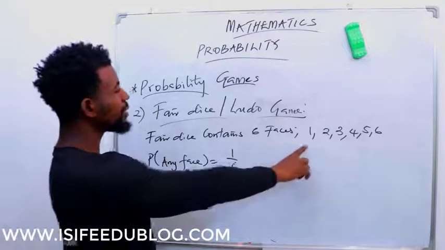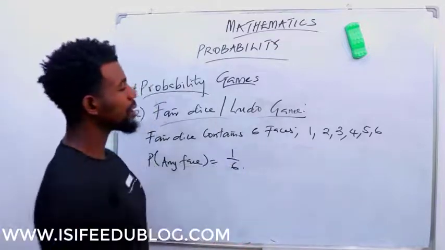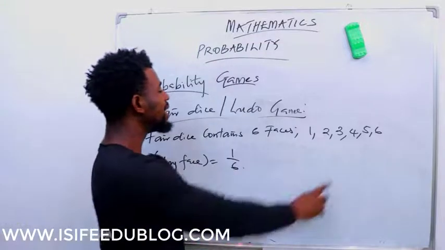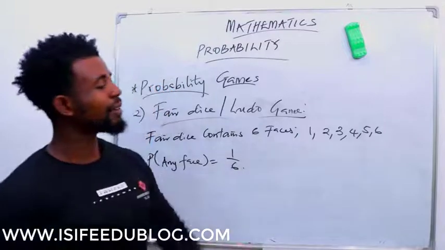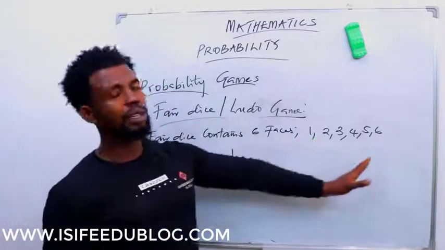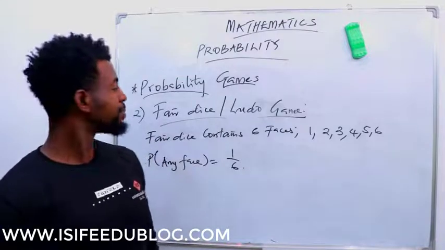So the probability of having a 1 is 1 all over 6. Probability of having a 2 is 1 all over 6. Probability of having a 3 is 1 all over 6. Probability of having a 4 is 1 over 6. Probability of having a 5 is 1 over 6. And probability of having a 6 is 1 over 6.